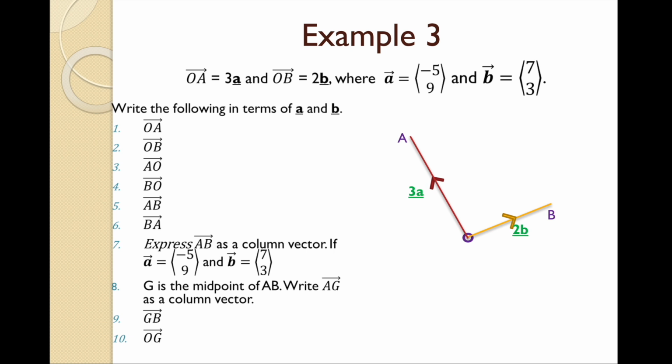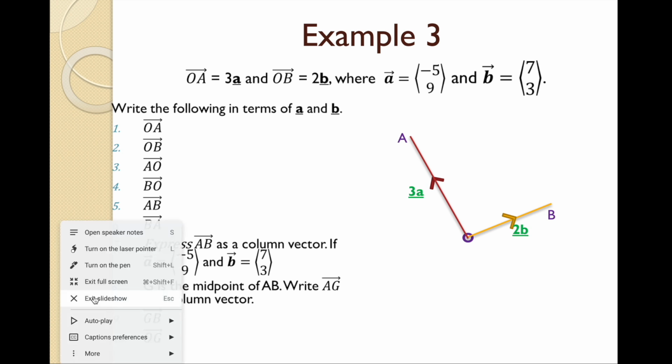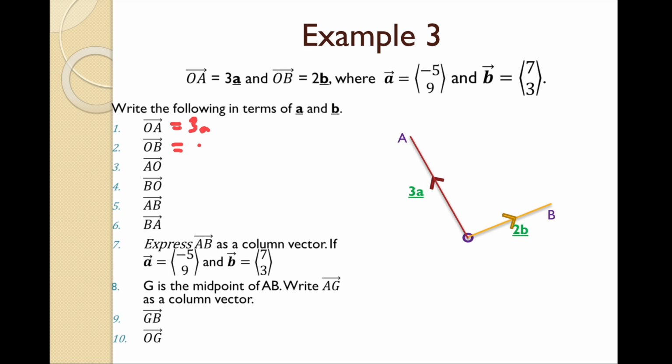All right, let's try this now. So OA is what? What can we say OA is? 3A. What is OB? Lovely. 2B. What is AO? Nice. Negative 3A. What is BO? Negative 2B. What is AB? Negative 3A plus 2B.